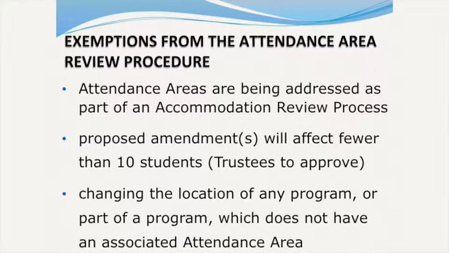Now there are exemptions, as we just talked about, from this process. If the attendance area is being done as part of the accommodation review, as part of the other process, we have to create attendance areas because every school has to have an attendance area. So if we're doing a school consolidation, we will be adjusting the attendance area. That will be part of the recommendation that goes through the pupil accommodation review process, so it will be looked after there. If there's less than 10 students involved, we still take a report to the trustees, but we're not going to follow this process for the minimum number of students.